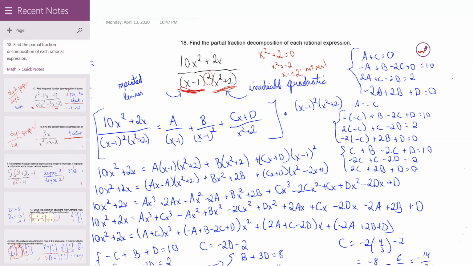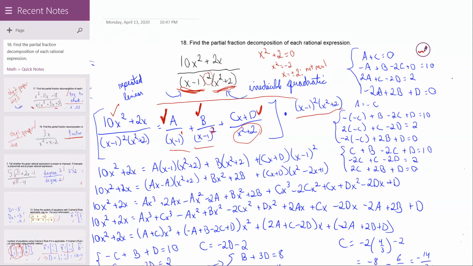This is linear repeated. So for this case, we write the original. We write a over x minus 1, but because it's repeated, we need another one. So we have b over x minus 1 quantity squared. And we do that because it could be made of just this to the 1 or to the second. We don't know which one, so we have to have one term for each. Here, since it's an irreducible quadratic and not a repeated linear, we have to have a linear term on top, the cx plus d. So once we have that, we can multiply everything by the denominator.